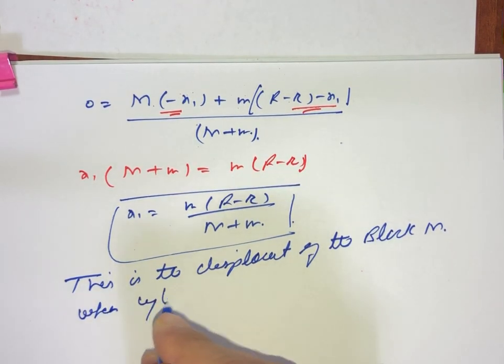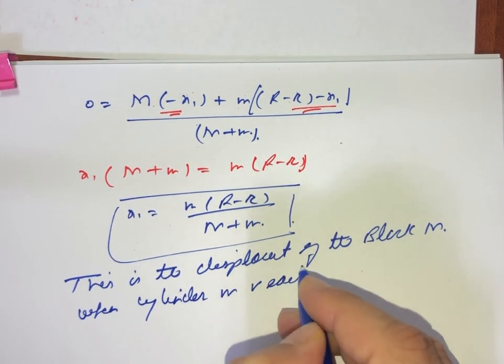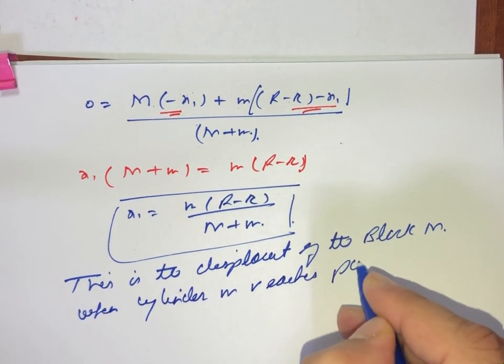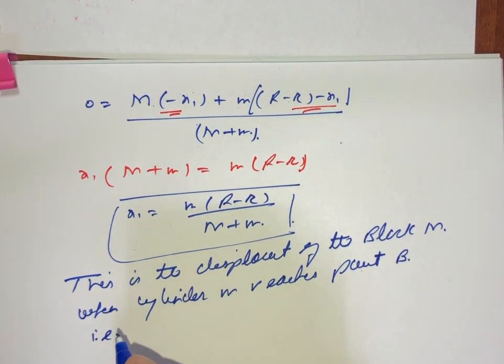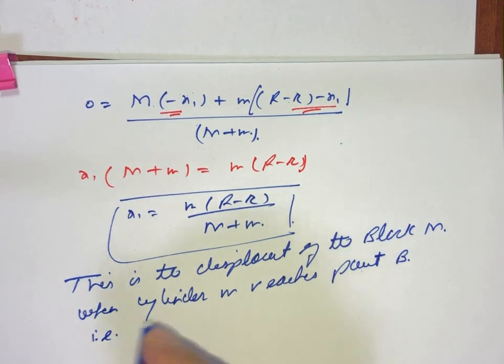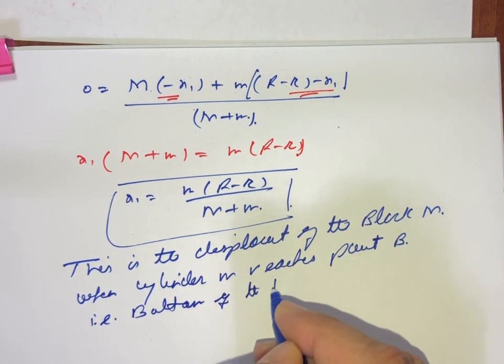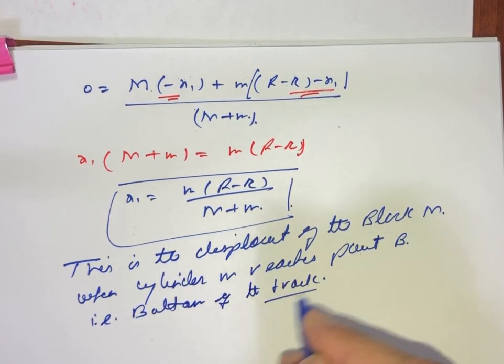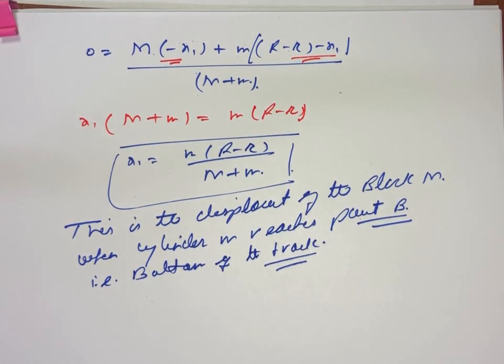When cylinder m reaches point B, that is the bottom of the track. So this completes the question. Thank you.